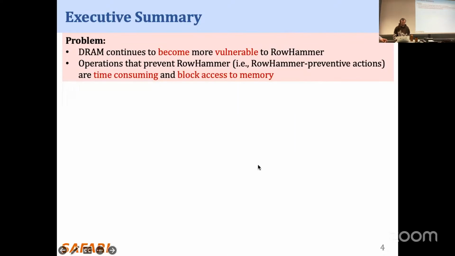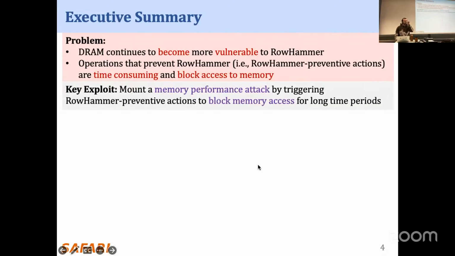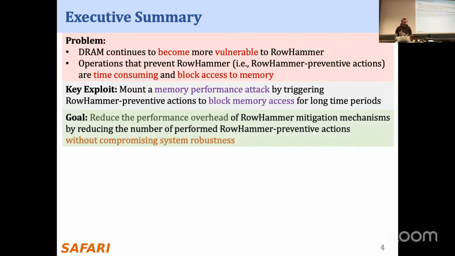Okay. That's fixed again. We introduce a new type of exploit where one can mount a memory performance attack by intentionally triggering RowHammer preventive actions to block access to main memory for extended periods of time. Our goal in this work is to reduce the performance overhead of RowHammer mitigation mechanisms by carefully throttling these performed RowHammer preventive actions without compromising system robustness.